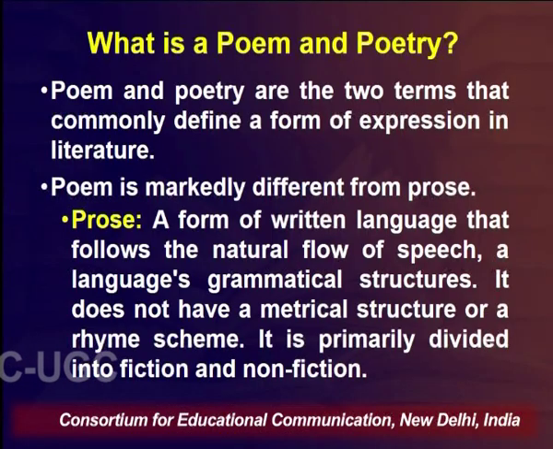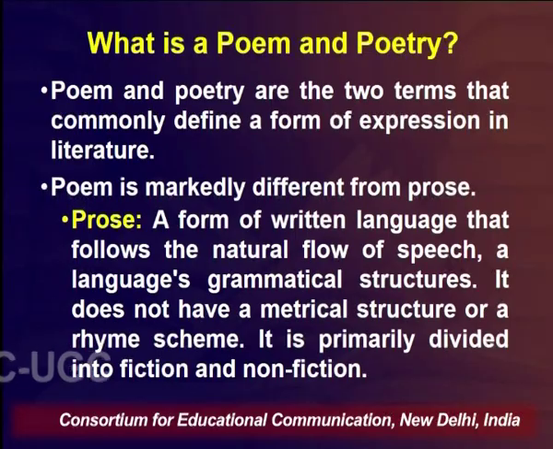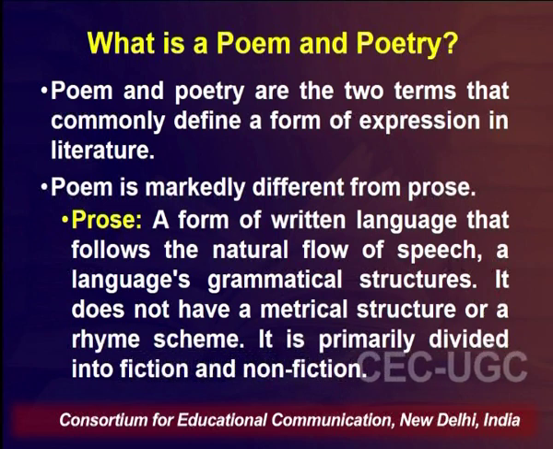The third thing that we say is that it does not have a metrical structure or a rhyme scheme. So a prose will never rhyme. It is not rhythmic. It doesn't have that musicality to it. So that's why we say that it does not have a metrical structure or a rhyme scheme. And the last thing that we say is that a prose is primarily divided into fiction and non-fiction, right? So these four things mark what a prose is. First, it's a written language that follows the natural flow of speech. Second, it also follows the language's grammatical structures.